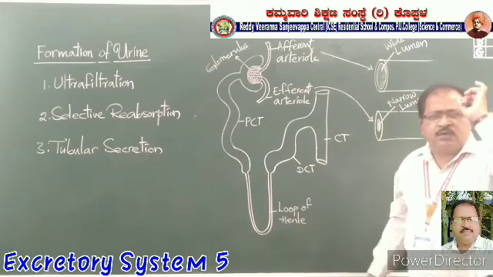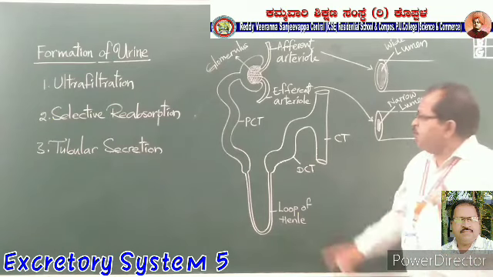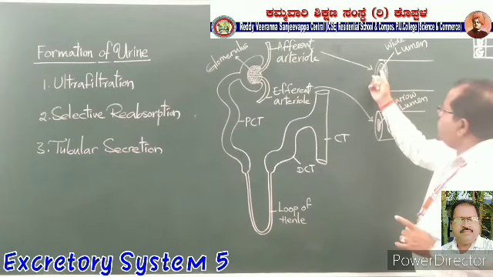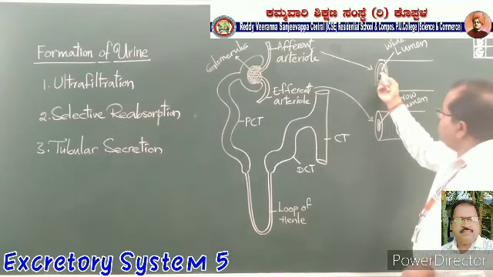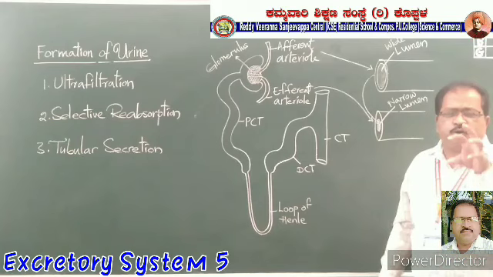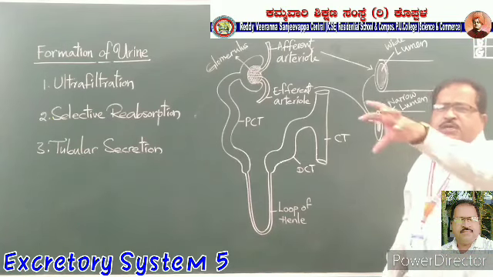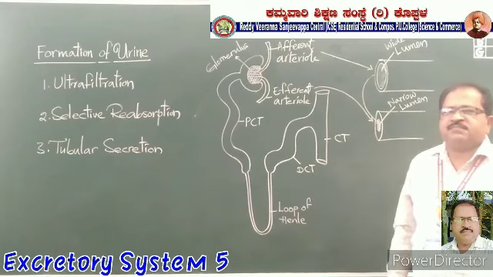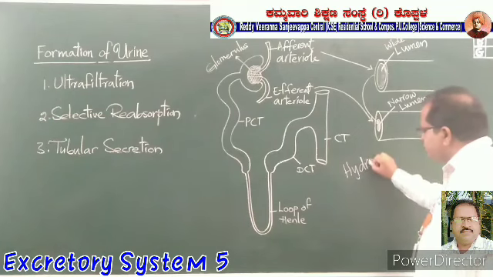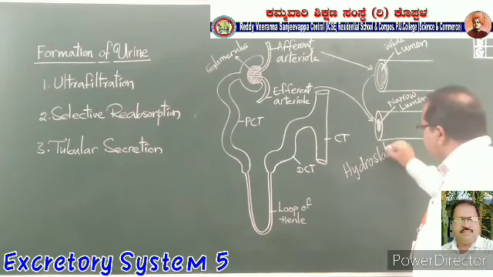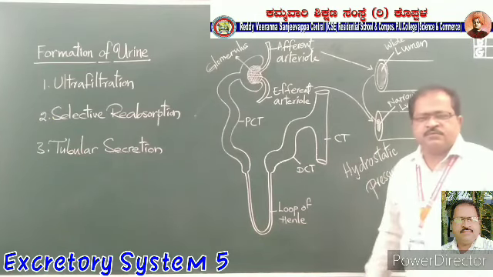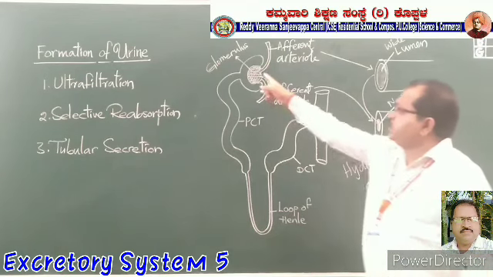The lumen of the afferent arteriole is wider and the lumen of the efferent arteriole is narrow. So the blood is passing from wide lumen to narrow lumen. So a great pressure will be occurring there. That pressure is called hydrostatic pressure. Because of this hydrostatic pressure, the blood is filtered in the glomerulus.